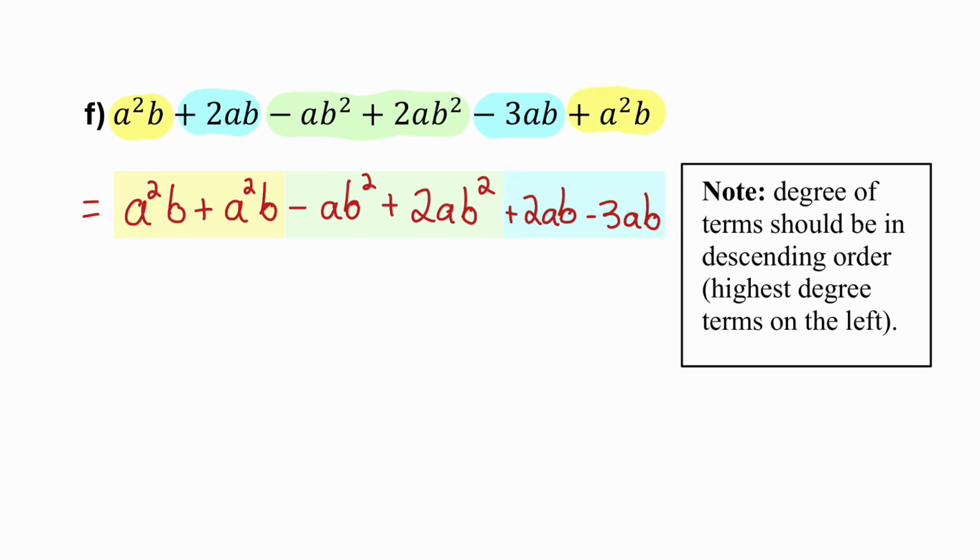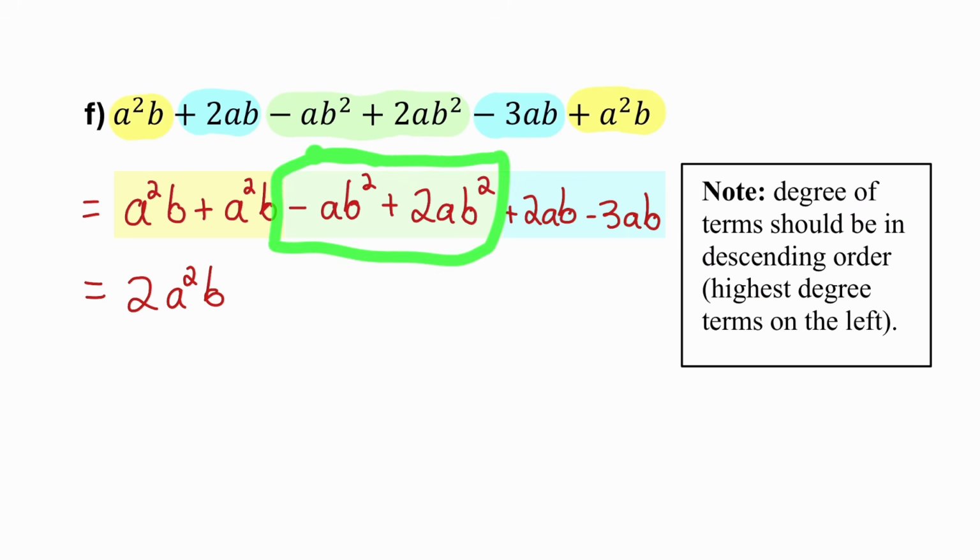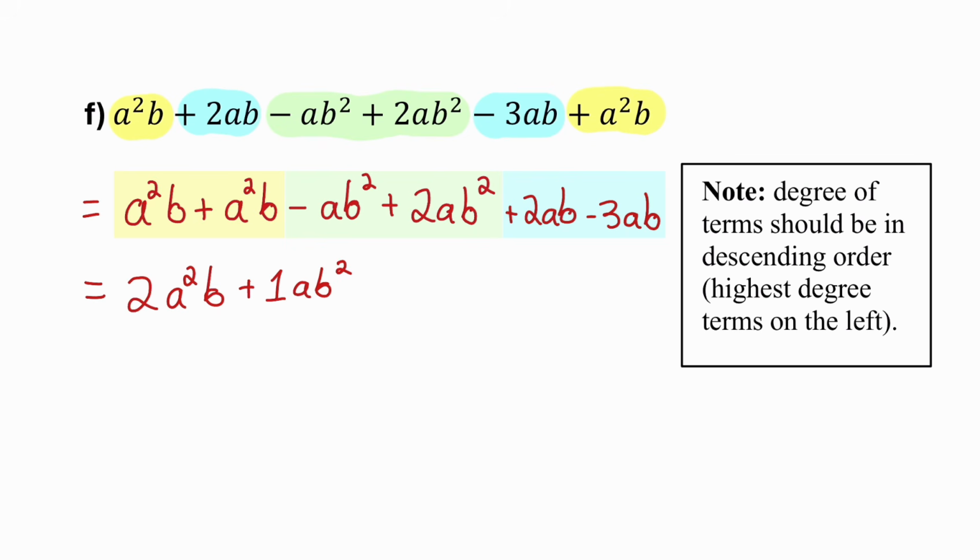And now I can collect all my pairs of like terms. The a squared b's both have coefficients of 1. Adding those ones together, I get 2, and I leave the variable part exactly the same. It stays as a squared b. Looking at the middle two terms, I have a negative 1ab squared plus a 2ab squared. Negative 1 plus 2 is positive 1. So the coefficient becomes positive 1, and keep the variable part exactly the same. Keep it as ab squared.